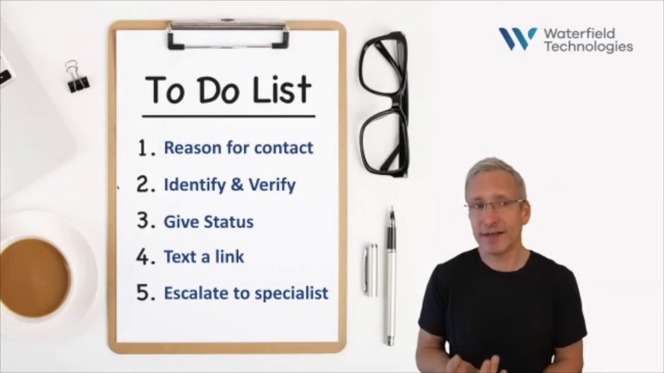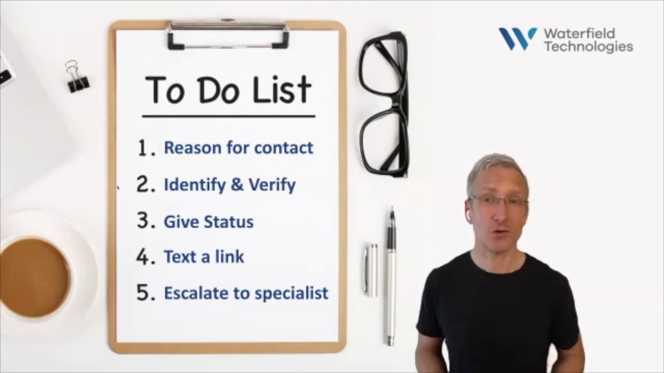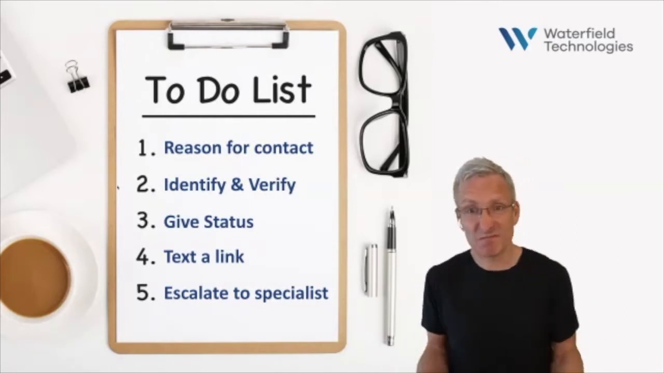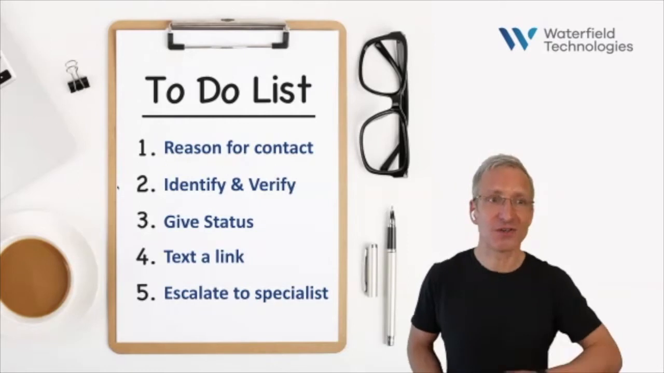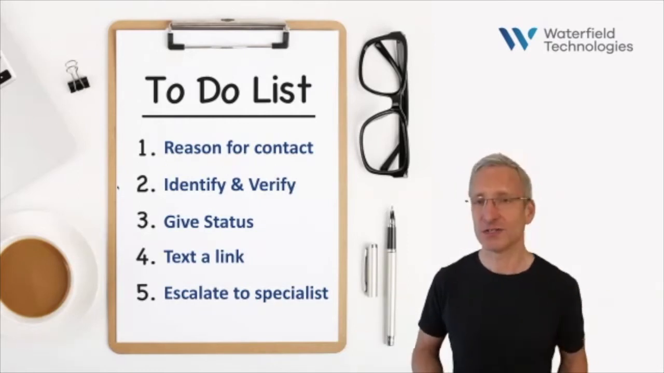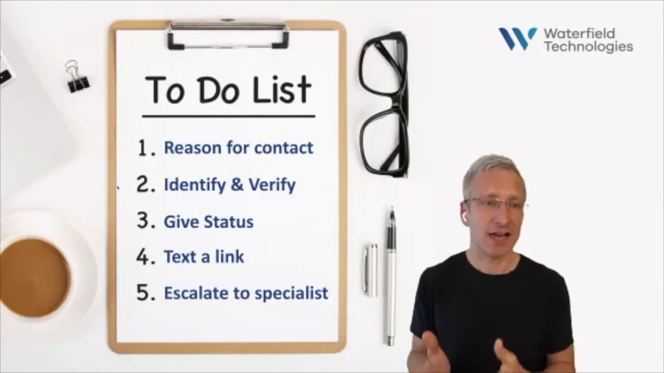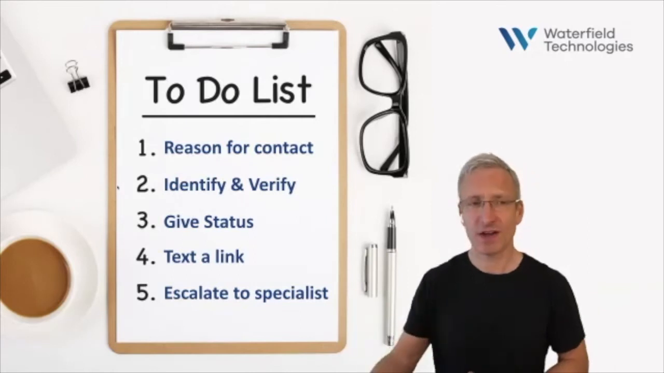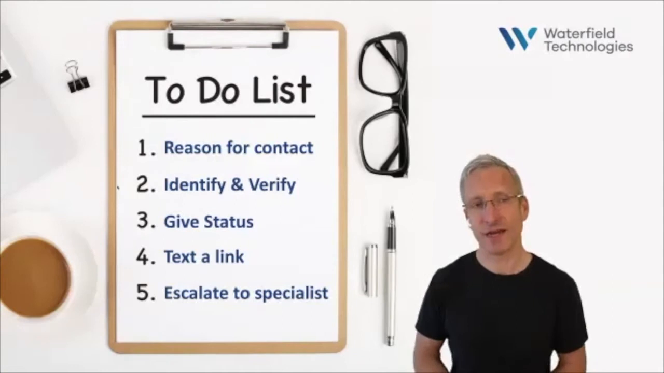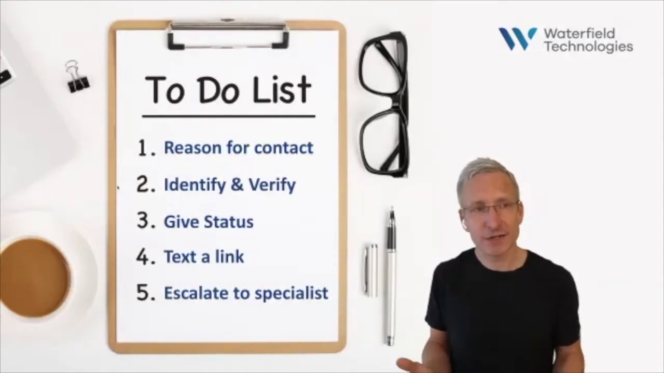Typically, they'll need to identify and verify or authenticate the customer to make sure they know who they're talking to and it really is who they say they are. And then you just start doing what an agent would do, maybe give status of a claim or a purchase or a delivery, for example. Maybe send or text message a link to a customer to a tracking service or to get updates on their order. And then sometimes we need to escalate to a specialist.